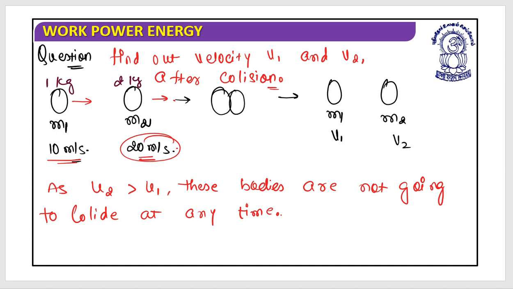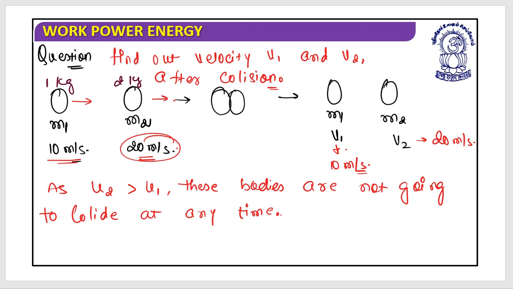So whatever the data we have been given, these are not going to collide. And when they are not going to collide, v2 would have the same velocity, 20 meters per second, and v1 would have the same velocity, 10 meters per second. I hope this is clear. Is it clear?